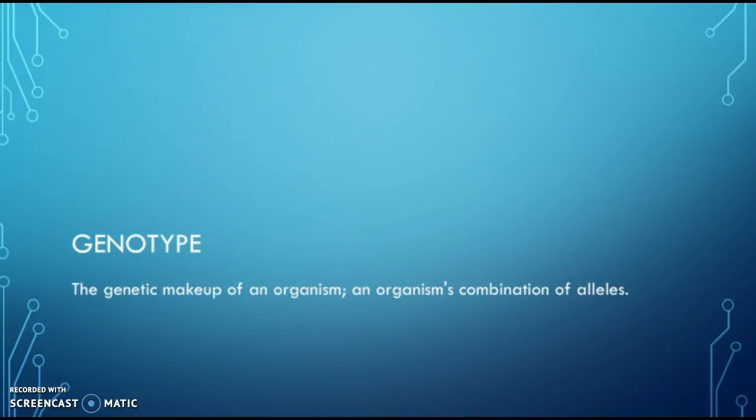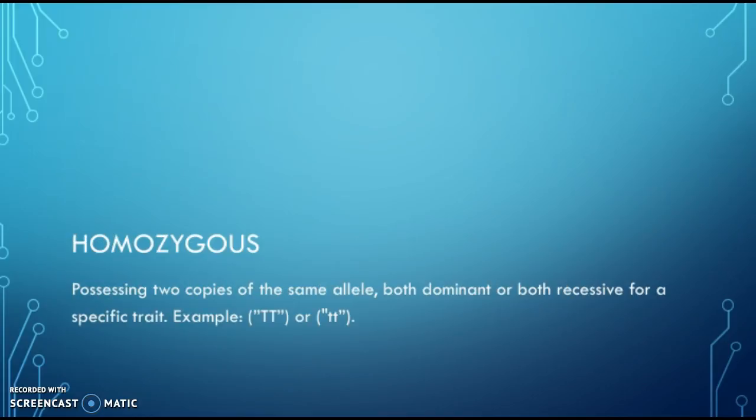Genotype: the genetic makeup of an organism, its combination of alleles. Homozygous: possessing two copies of the same allele, both dominant or both recessive for a specific trait. Example: capital letter T and capital letter T, or lowercase letter t and lowercase letter t.